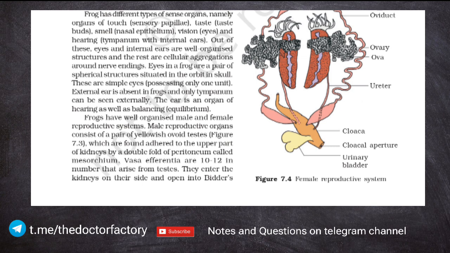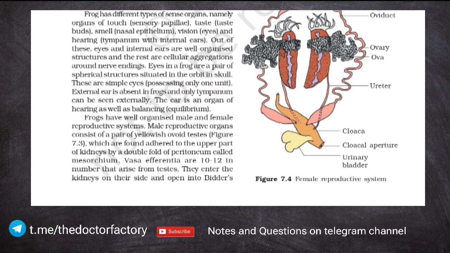Eyes in a frog are a pair of spherical structures situated in the orbit in the skull. These are simple eyes (possessing only one unit). External ear is absent in frogs and only the tympanum can be seen externally. The ear is an organ of hearing as well as balancing (equilibrium).